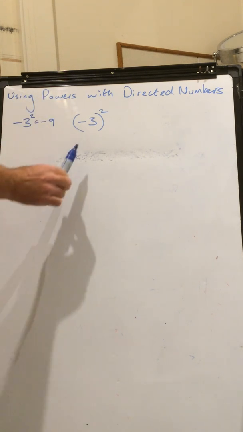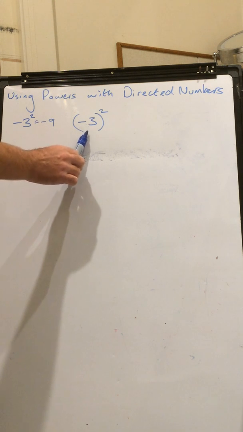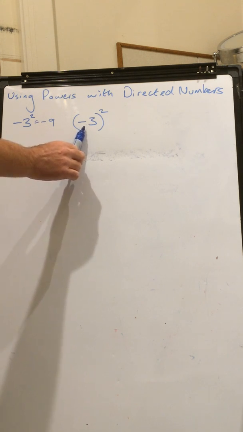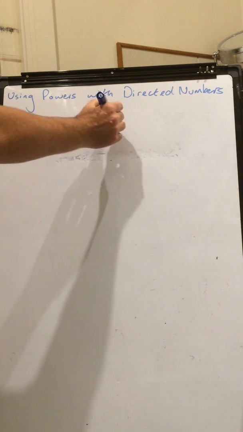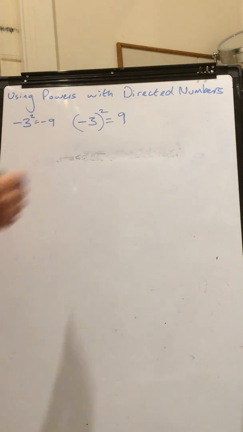Whereas in this case, the question is saying -3 multiplied by -3. So we know that a negative times a negative is a positive. So the answer is 9.